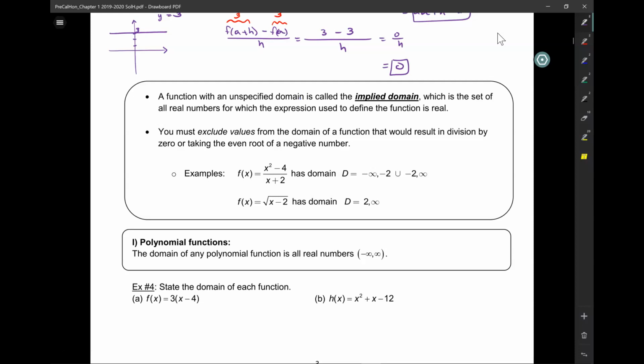So let's talk about domain. When you have a function, just a random function, f of x equals 3x squared, and they don't tell you the domain of the function is specifically this, then there is an implied domain. The implied domain is the set of all real numbers for which the expression is real. Okay, that means it's all of those numbers that when you plug them into the function give you a real value.